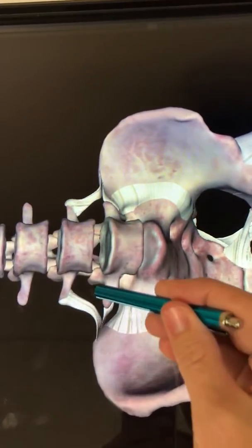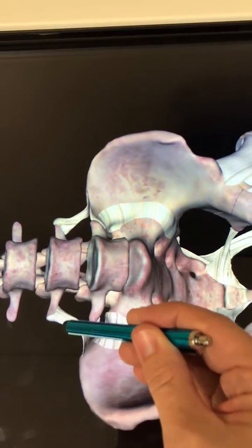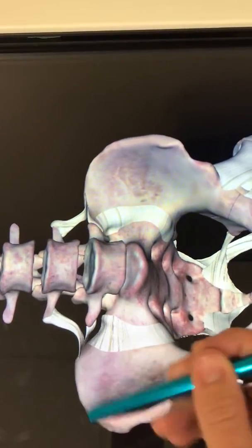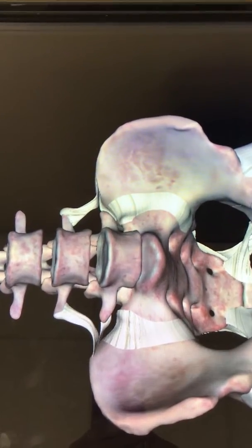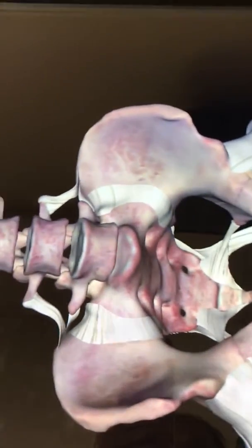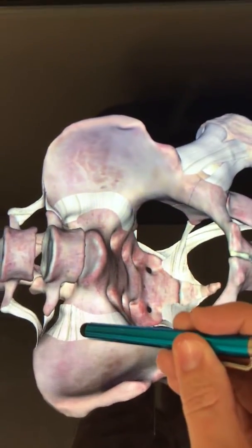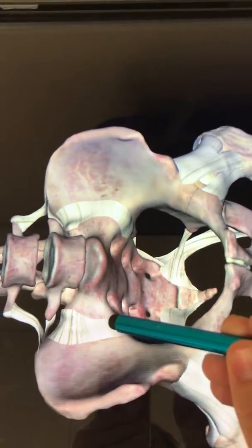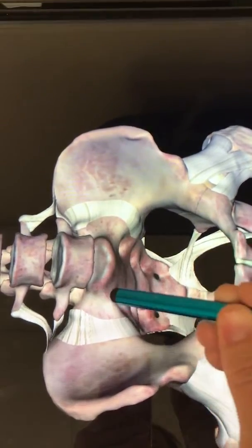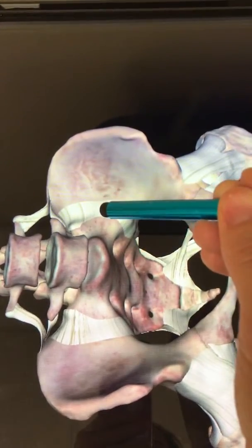Let's start up here. These ligaments here that you can see connecting the lumbar spine to the ilium are in fact the iliolumbar ligaments, both on the right and left. You can also see this ligament here. Sorry about that. That is the anterior sacroiliac ligament. It's on the anterior side and it's connecting the sacrum to the ilium. So you have one on the right and you have one on the left.